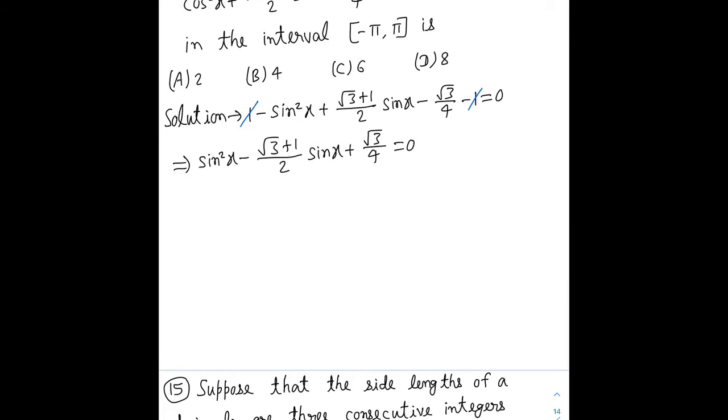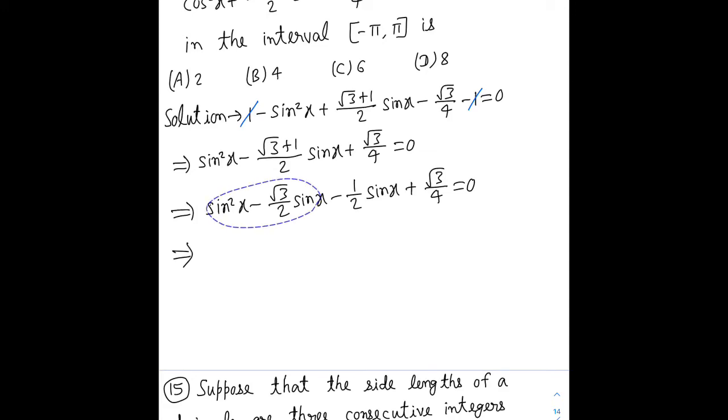Okay, now what we can do, we can split the middle term into two parts. So root 3 by 2 into sin x, that will be one term, and then minus 1 by 2 into sin x, that would be another term, plus root 3 by 4 equal to 0. Now in the first two terms, what is common? Sin x is common. So if you take sin x common, you will get sin x minus root 3 by 2. Next, between the last two terms, if you take minus 1 by 2 common, then you will get sin x minus root 3 by 2.